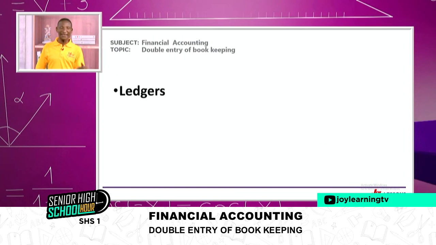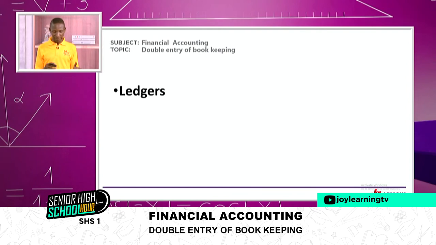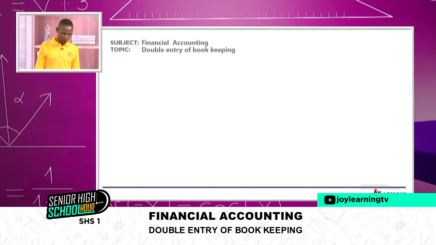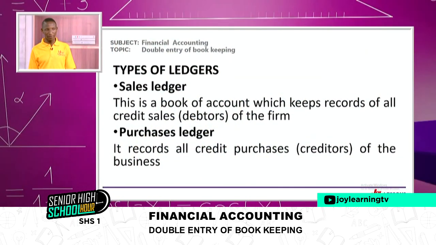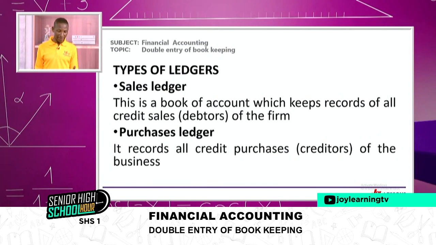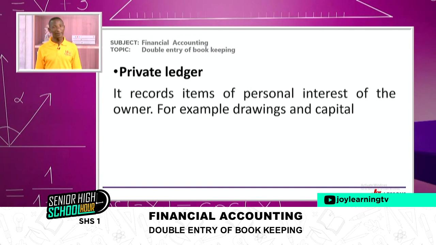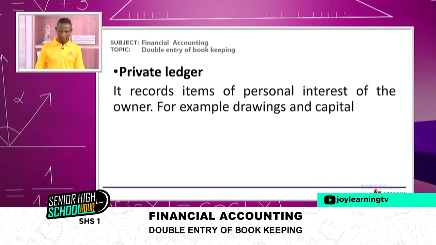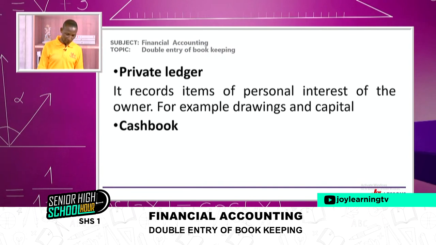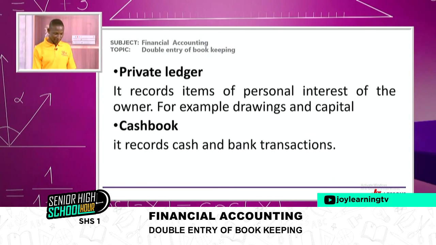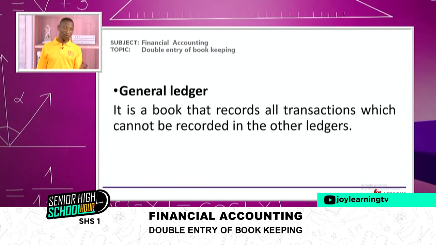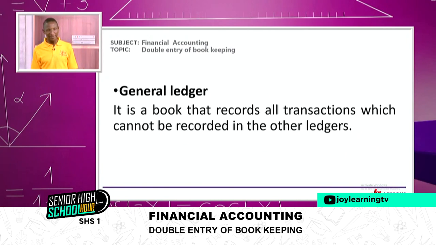We should be able to mention and discuss the things that should be recorded in the ledgers. We have the sales ledger, which records information about trade receivables, debtors or customers. Then our suppliers, trade payables or creditors, will be in the purchases ledger. Then the private ledger, where things of interest to the owner will be recorded. Then the cash book, where all cash and bank transactions are recorded. And the general ledger records what the other four books cannot.